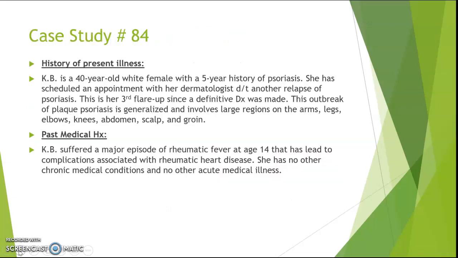So case study number 84, history of present illness. KB is a 40-year-old white female with a 5-year history of psoriasis. She has scheduled an appointment with her dermatologist due to another relapse of psoriasis. This is her 3rd flare-up since a definitive diagnosis was made. This outbreak of plaque psoriasis is generalized and involves large regions on the arms, legs, elbows, knees, abdomen, scalp, and groin.